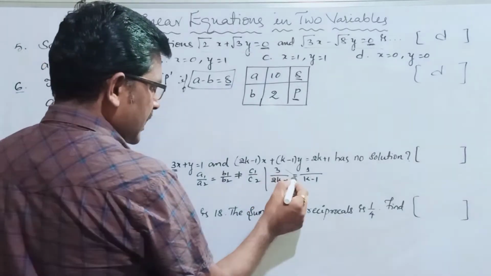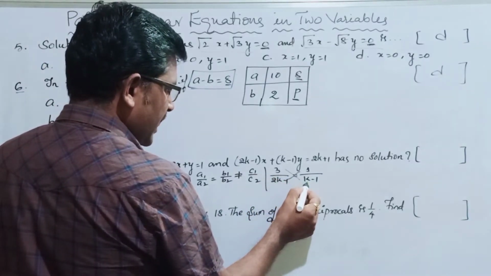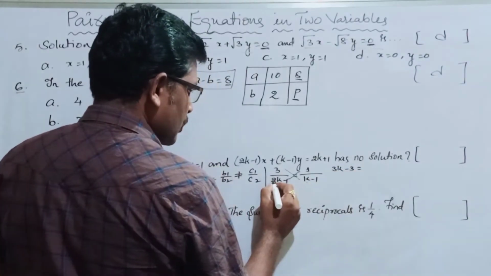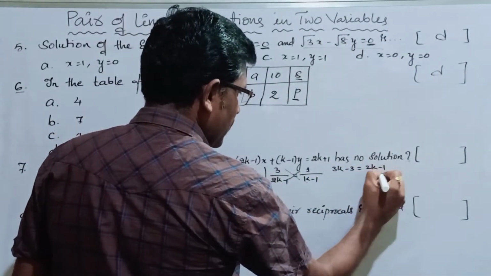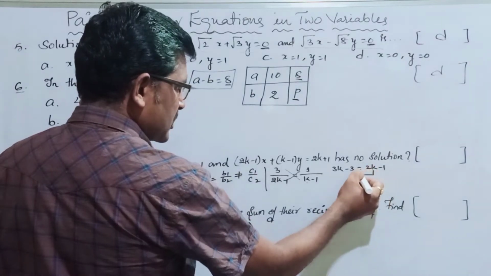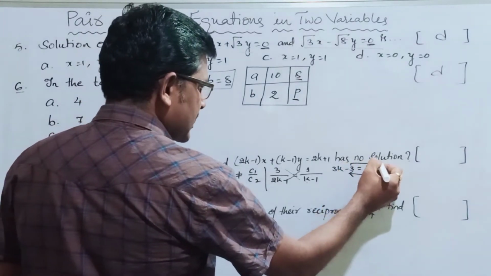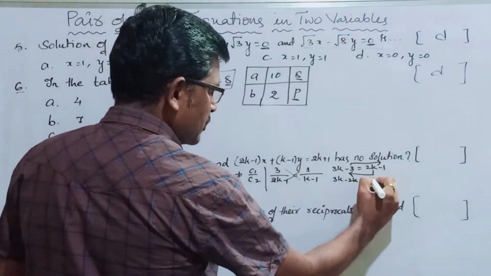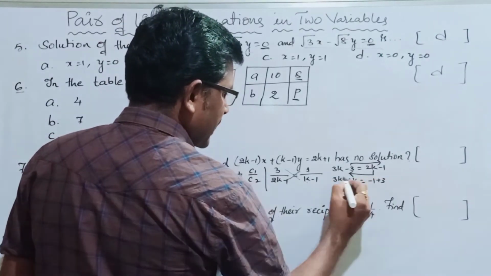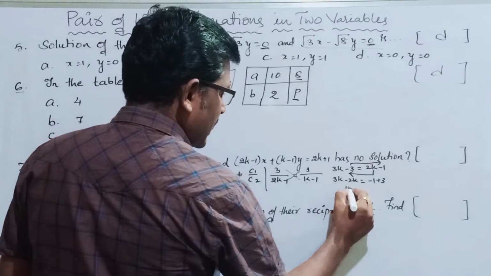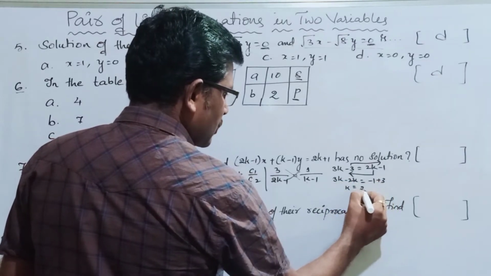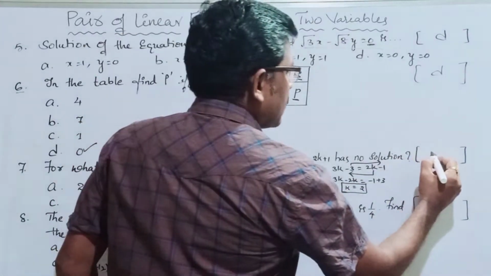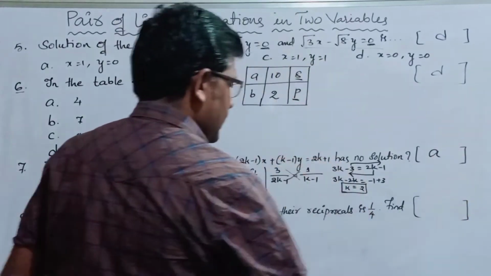So then cross multiplication, 3 into k minus 1, 3k minus 3 is equals to 2k minus 1. Then 2k transpose to this side, minus 3 transpose to that side. 3k minus 2k is equals to minus 1 plus 3. So 3k minus 2k, k, 3 minus 1, 2. K is equals to 2. Now option A is the right answer.